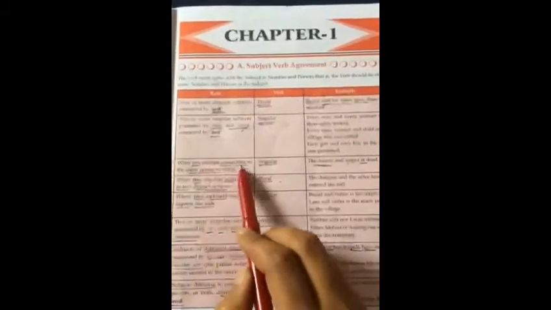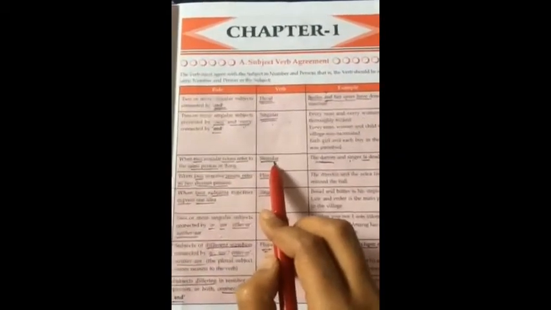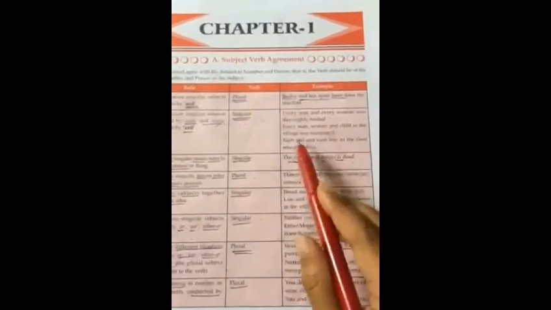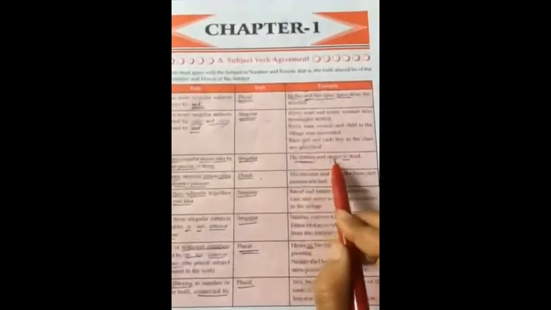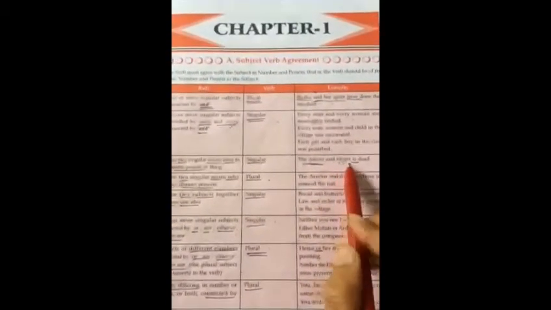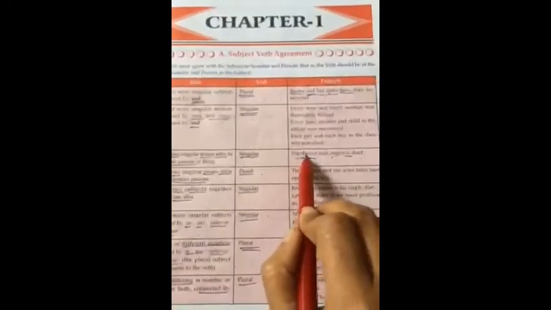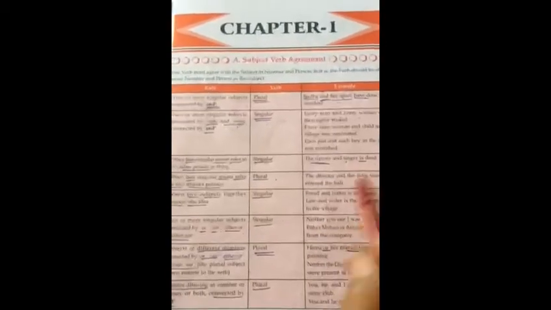When two singular nouns are referring to the same person, then your verb will be singular, because basically they are talking about one single thing. For example, the dancer and singer is dead. Here the dancer and singer, both are being talked about as one person only, one particular person who was the dancer as well as singer. So one thing, verb will be singular.